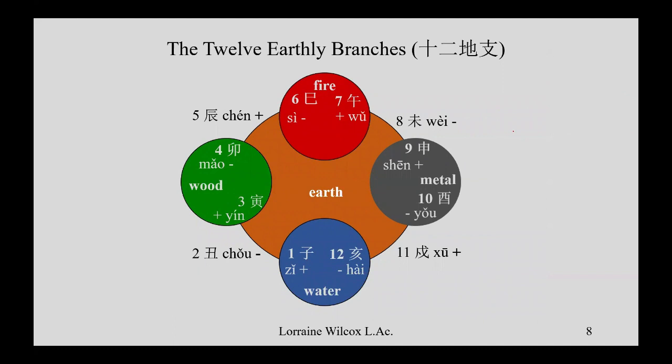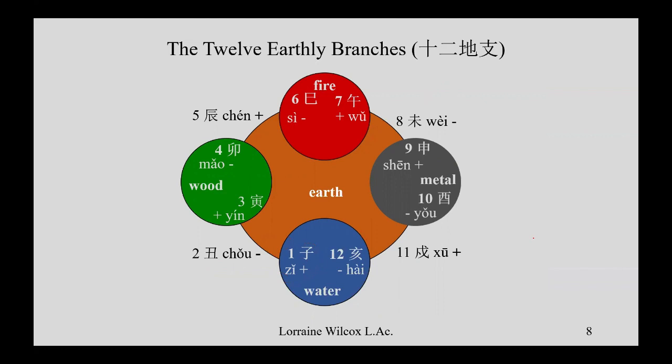If we put them in an arrangement, a diagram, we're going to have Earth in the center. The first branch is Zi, which is water. The second one is Chou, which is earth. The third and fourth one are wood. The fifth one, Chen, is earth again. The sixth and seventh one are fire. The eighth one is earth again. The ninth and 10th one are metal, and the 11th one is earth again. So you can see earth is central, earth is in between, earth is transformation from one element to another.